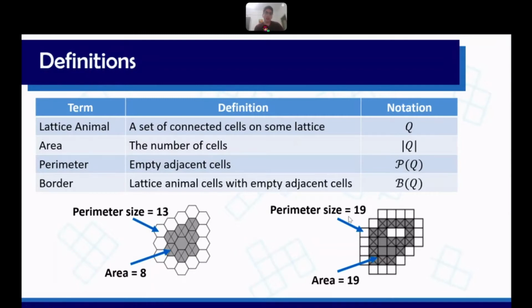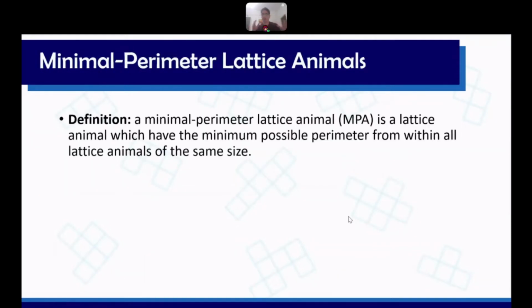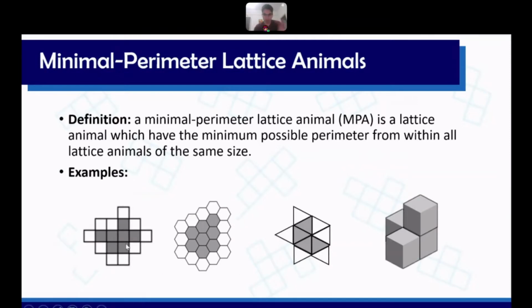And I've said that I talk about minimal perimeter lattice animals. So a minimal perimeter lattice animal is a lattice animal which has the minimal perimeter from all lattice animals with the same size. So we fix a given size, look over all the lattice animals, and take those which have the minimal perimeter of this size. And you can see examples of minimal perimeter lattice animals on all the lattices that I've talked about.